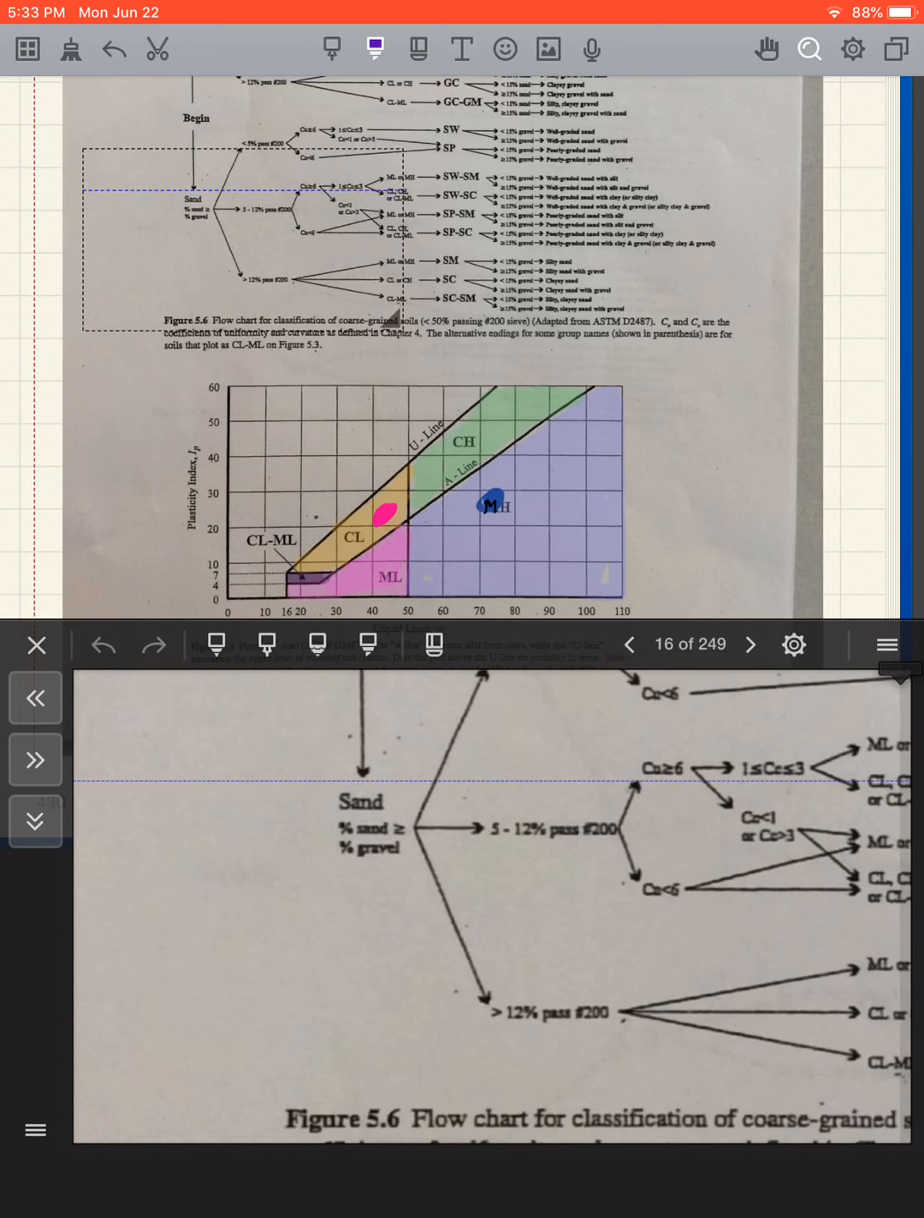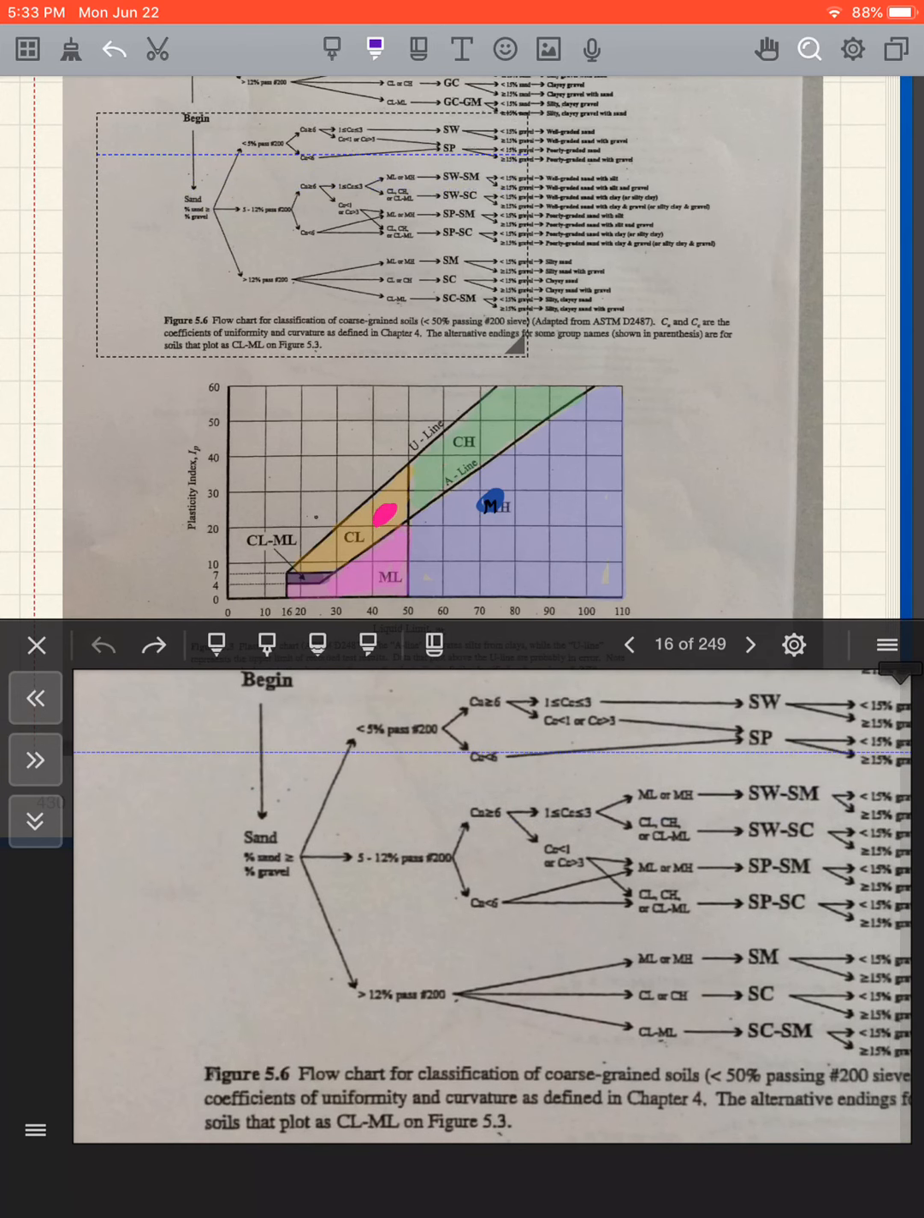And again, we know we have a coarse grain soil and percent sand's greater than percent gravel, so it's a sand. Then what do I do? Well, I judge by how much passes the number 200 sieve. If you look at the back of the grain size curve, we had 6% passing the number 200 sieve. So what is that? Is it less than 5%? No, it's not less than 5%. Is it greater than 12%? No, it's not greater than 12%. Is it between 5 and 12%? Yes, we had 6%, which is between 5 and 12%, so we are in here.